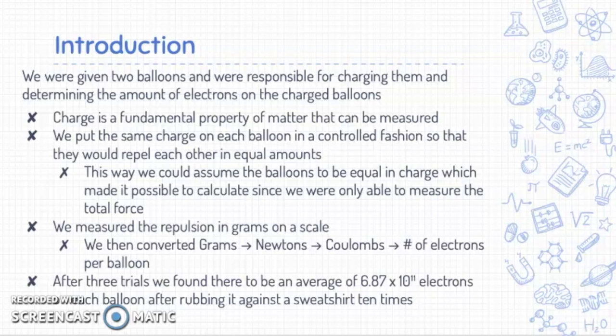This way, we could assume the balloons to be equal in charge, which then made it possible to calculate since we were only able to measure the total force. We measured the repulsion in grams on a scale, and then we converted those grams to newtons, to coulombs, and then to number of electrons per balloon. After 3 trials, we found there to be an average of 6.87 times 10 to the 11th electrons on each balloon after rubbing it against a sweatshirt 10 times with an equal force.